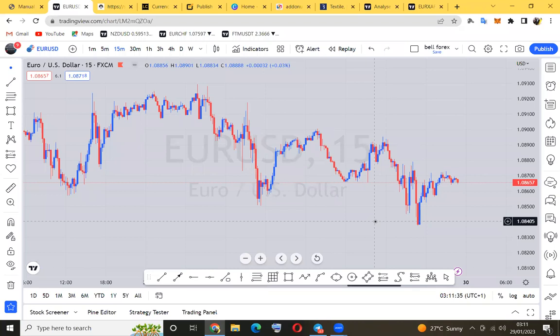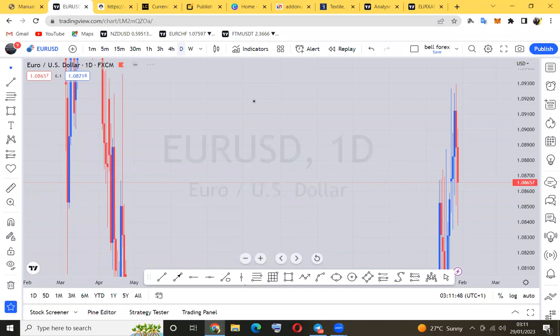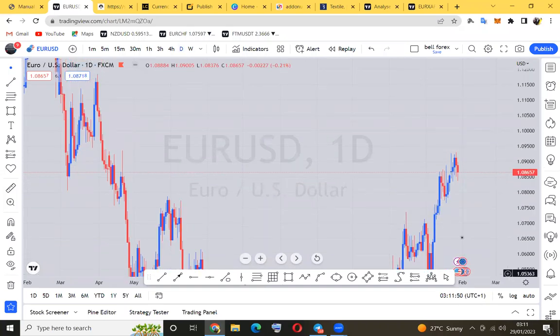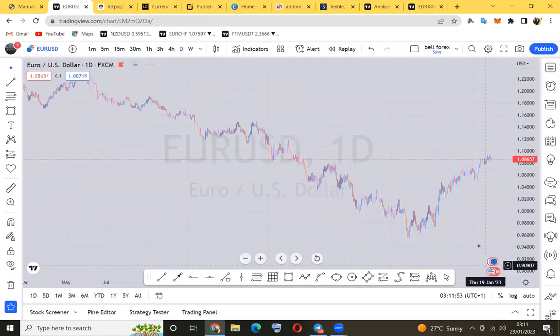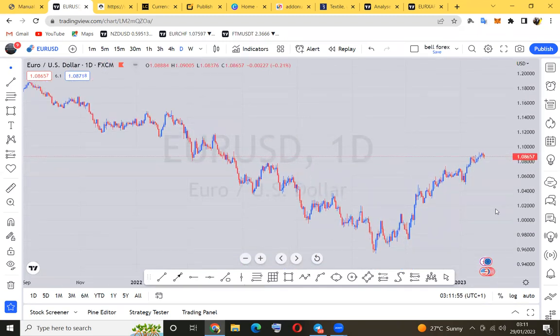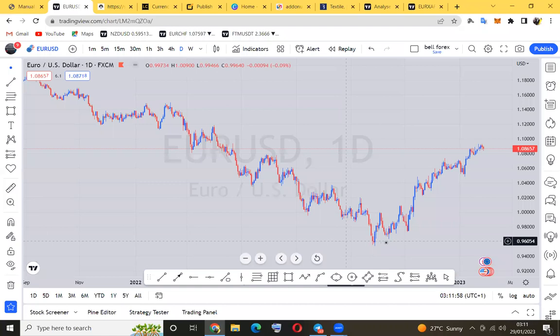So that is why, my friends, to find out the overall trend of the market, so that you can have a good trading day, it is better that you switch your chart to the daily time frame. And once switched to the daily time frame, you can tell somebody exactly what is going on. So on a daily time frame, I can basically say that the market is in an overall uptrend.